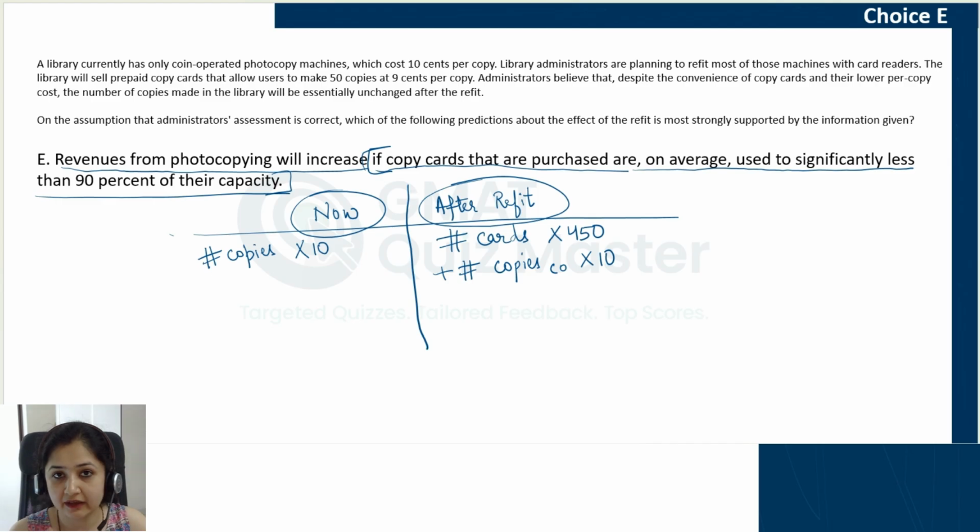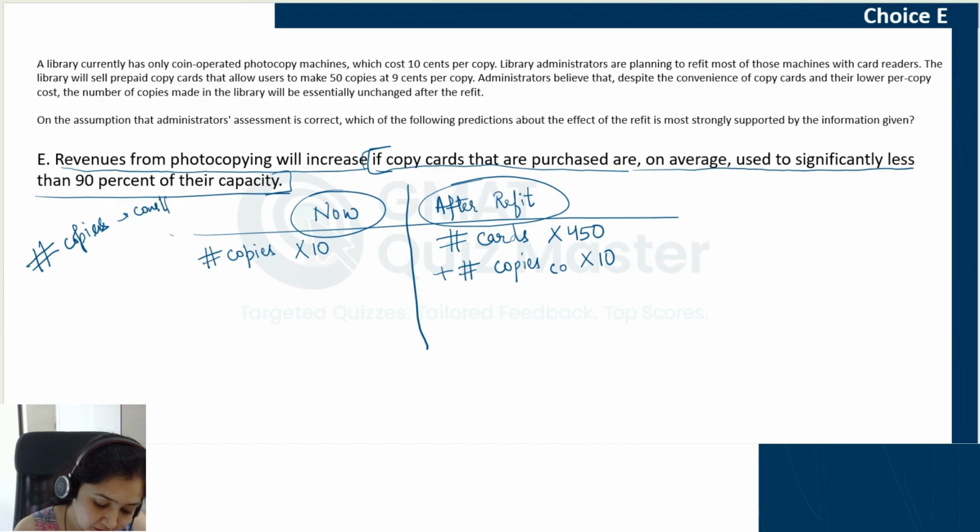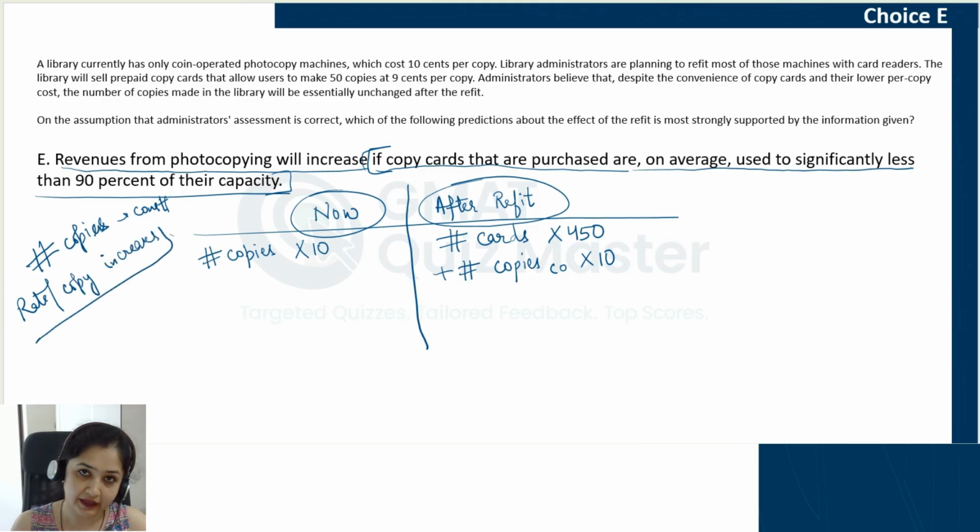So, when will the revenue from photocopying increase? One is the number of copies increases, which is not the case. We know that the number of copies is constant. So, if the rate per copy increases, then the revenue will increase, right? So all I am left to do here is check whether in this situation the rate per copy will increase.